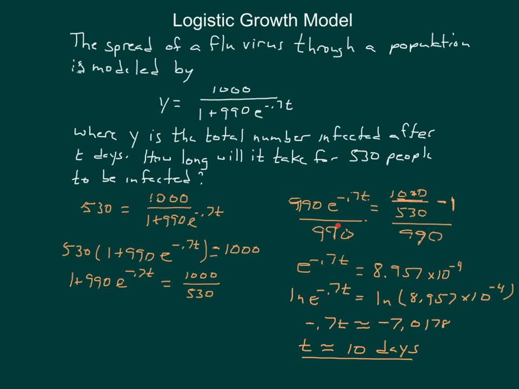and I'll get 990 e to the negative 0.7 t equals 1,000 over 530 minus 1. I divide by 990, and when I put all of this into the calculator, I now get that e to the negative 0.7 t equals 8.957 times 10 to the negative 4. Taking the natural log of both sides, I get negative 0.7 t equals negative 7.0178. Dividing by negative 0.7, I find that t comes out to be about 10. So I know after 10 days, 530 people are going to be infected with this particular flu virus.